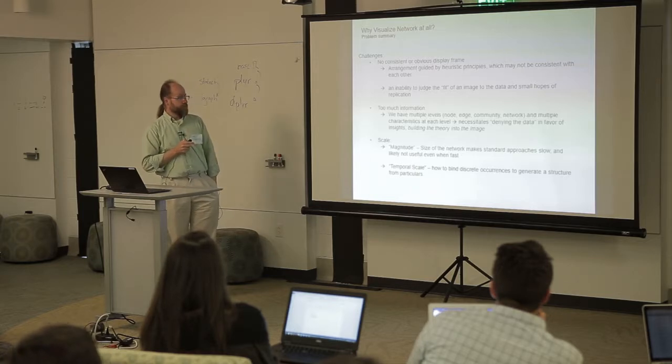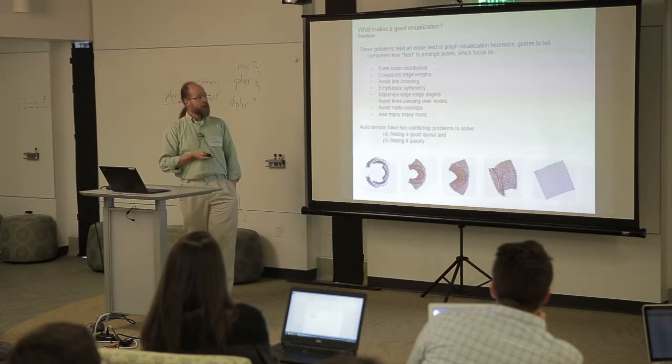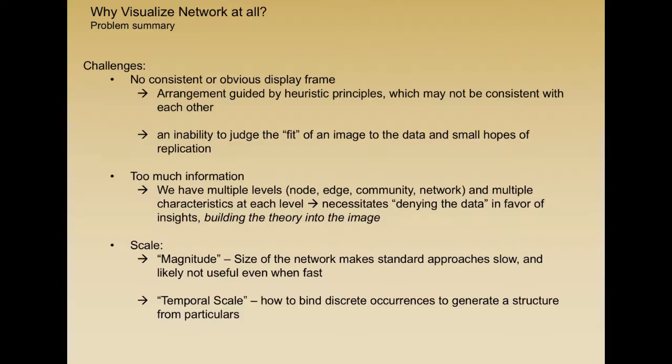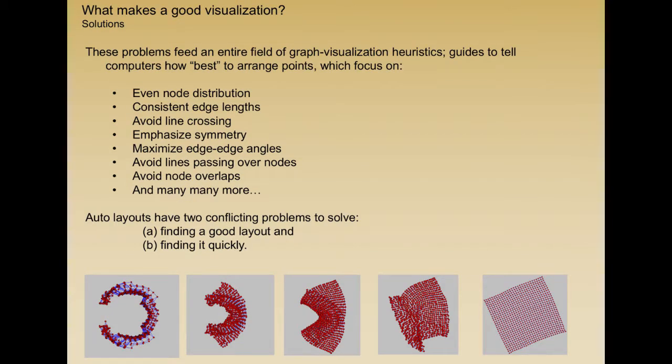All right. So the main problems with network visualization are that there's no obviously consistent display frame. So we don't have x and y axes. There tends to be too much information, right? So we have attributes on the edges, on the nodes. We have relationships amongst them. And the magnitude or size of the network can often be difficult to play with. And so the solutions to this problem have been heuristic solutions, where people try to solve one of those problems or the other.